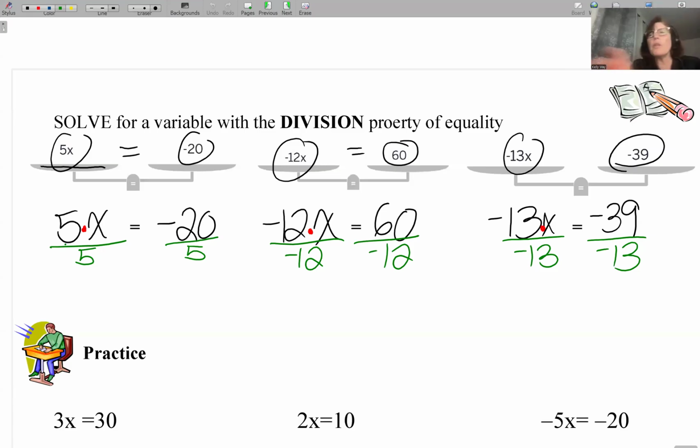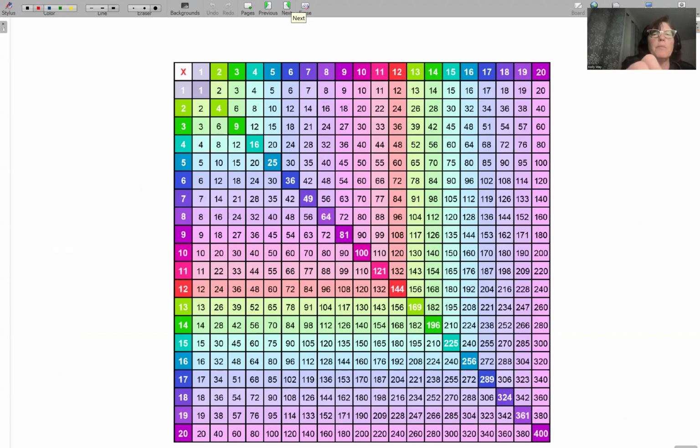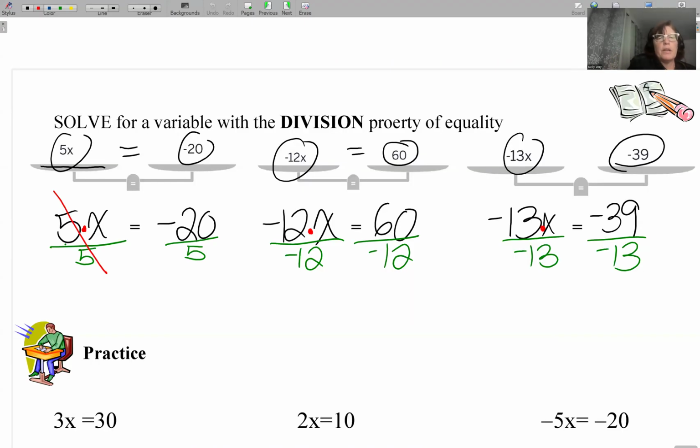So here on the left-hand side, this cancels. 5 goes into 20. 5 goes into 20. So you go here and we find the 5 column. We find 20 and we backtrack, and that's going to be 4. Negative divided by a positive is a negative. So x is going to equal negative 4.